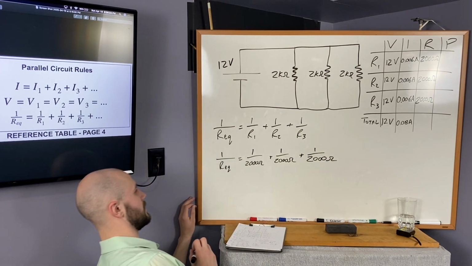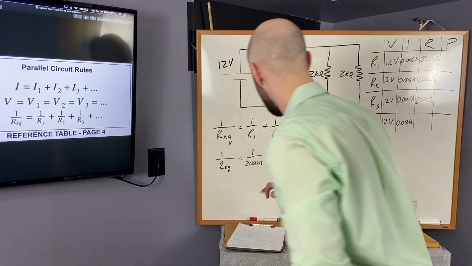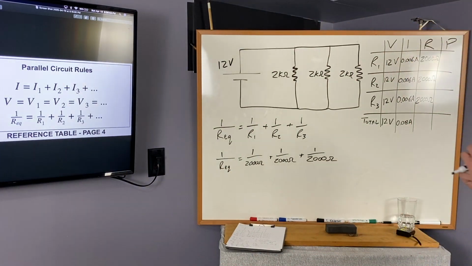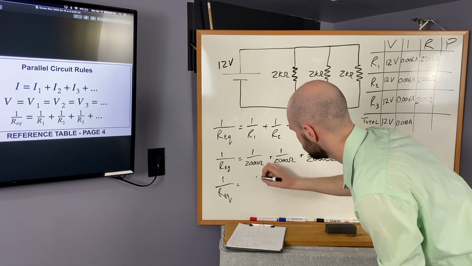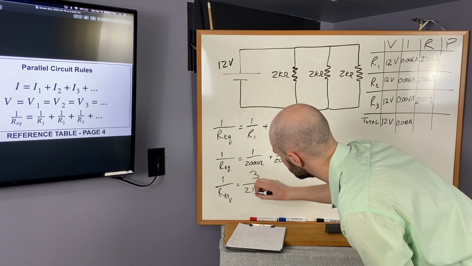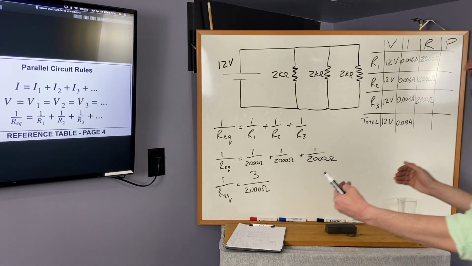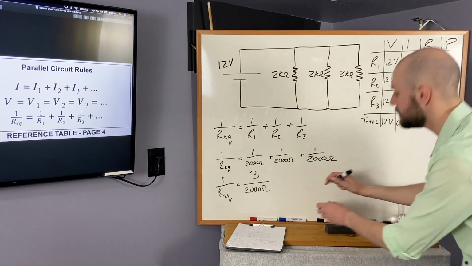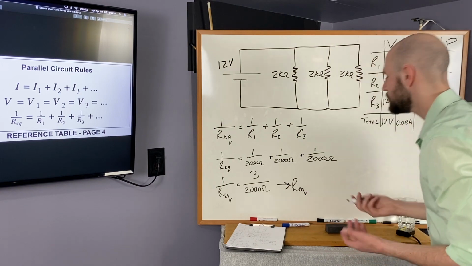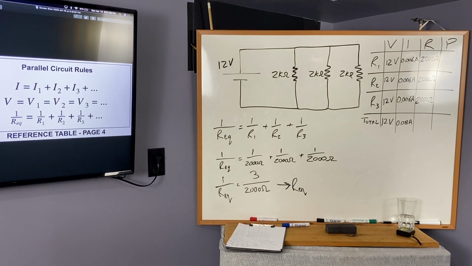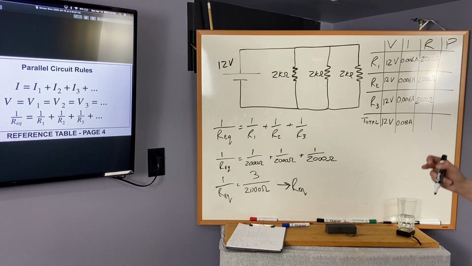Perfect. Okay, hope you can see. So 1 over the equivalent resistance is 1 over 2,000 plus 1 over 2,000 plus 1 over 2,000. So that's going to be 3 over 2,000, common denominator. Okay, so now our goal is to find Req. You could either cross multiply, or we could just flip both sides of the equation. We can say that Req is equal to 2,000 over 3.